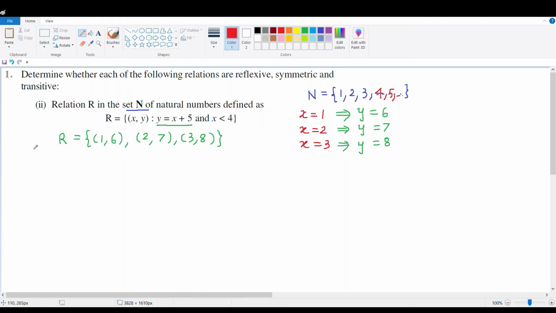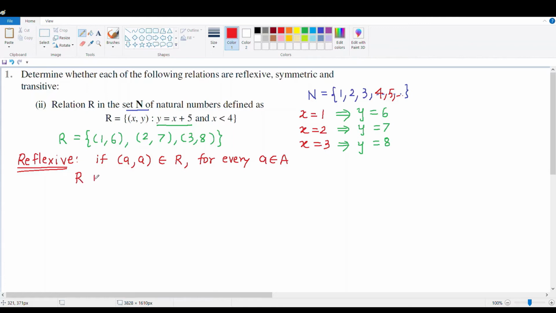Okay, so what does the definition of a reflexive relation say? That if (a, a) belongs to R for every a belonging to A, then that relation is reflexive. So can we see (1, 1) here? Can we see (2, 2) here? Can we see (3, 3) here? No. So this is not reflexive.